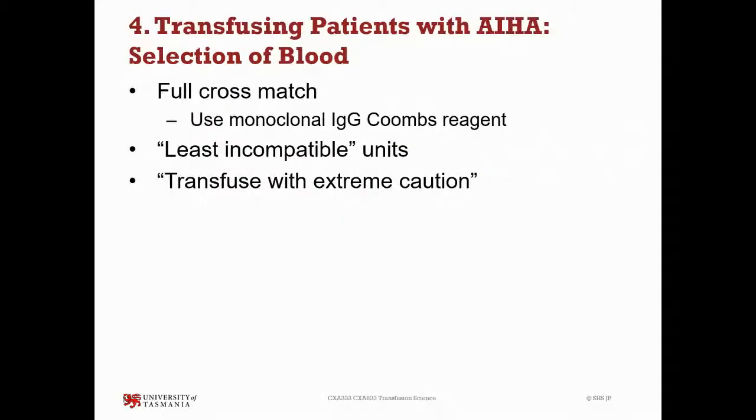And then you would do a full serological cross-match, and you would use monoclonal IgG just to make sure that you're not picking up any complement that might be left behind. And you issue what we call the least incompatible units, and you transfuse with extreme caution. So you let everybody know that you should only be transfusing this patient if they really, really need to be transfused.